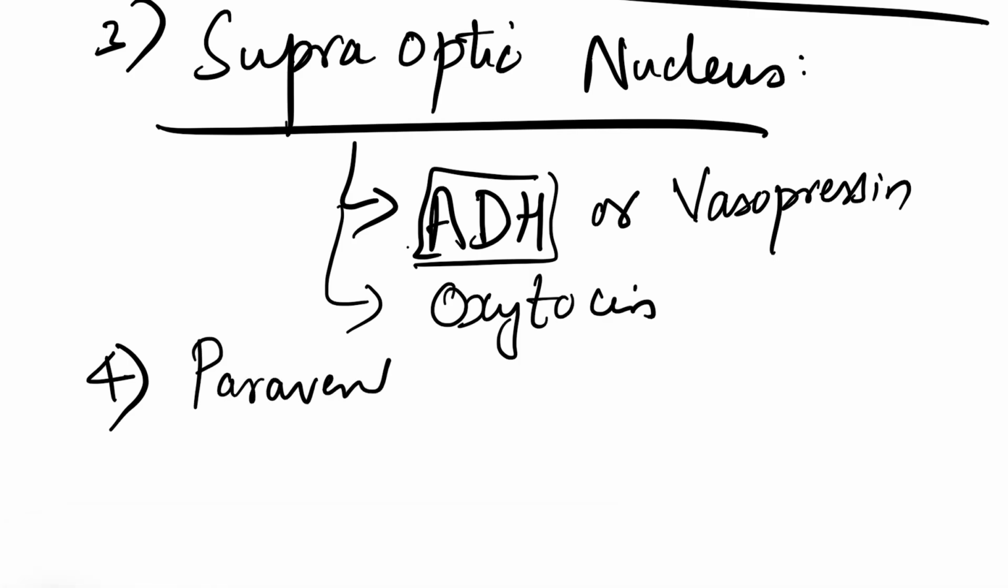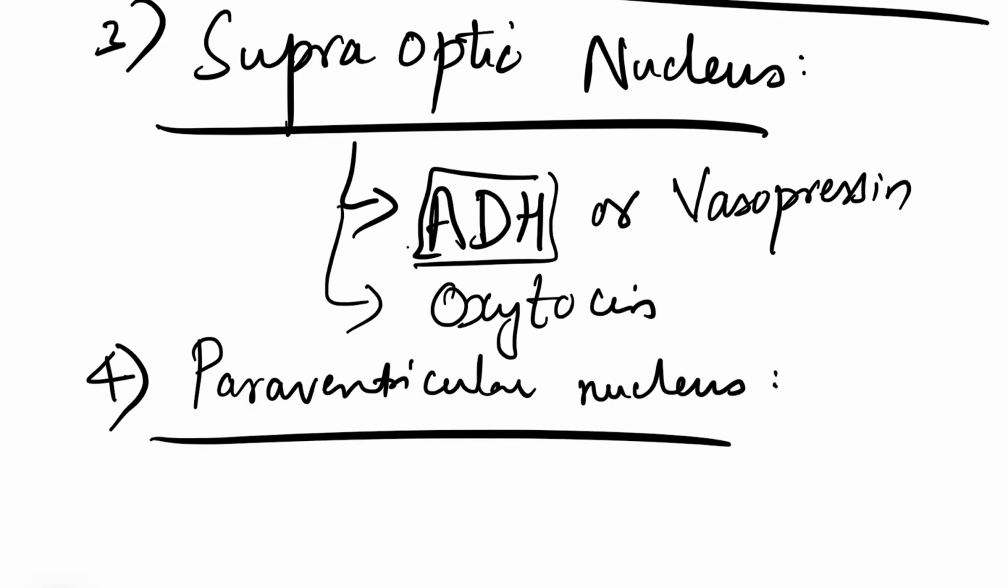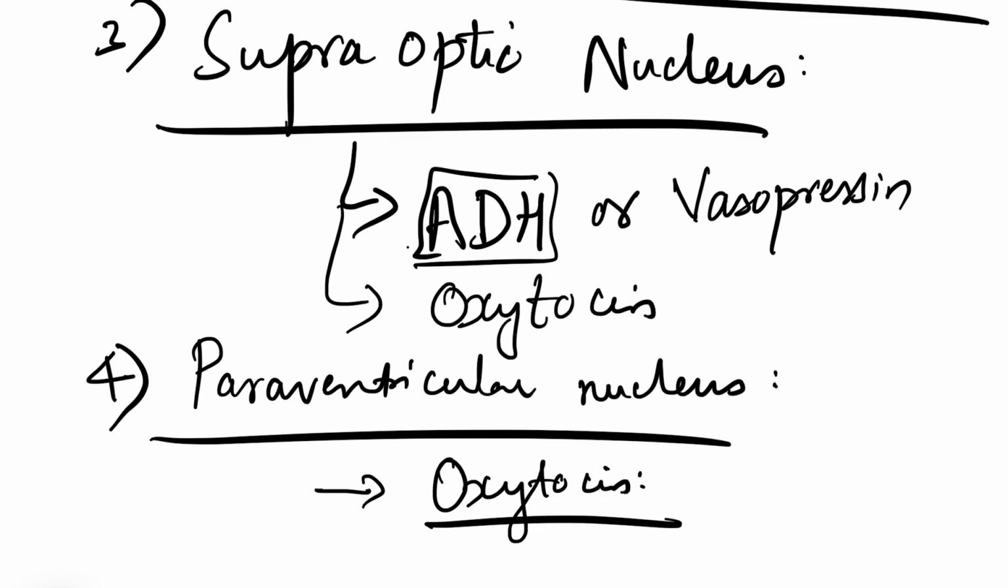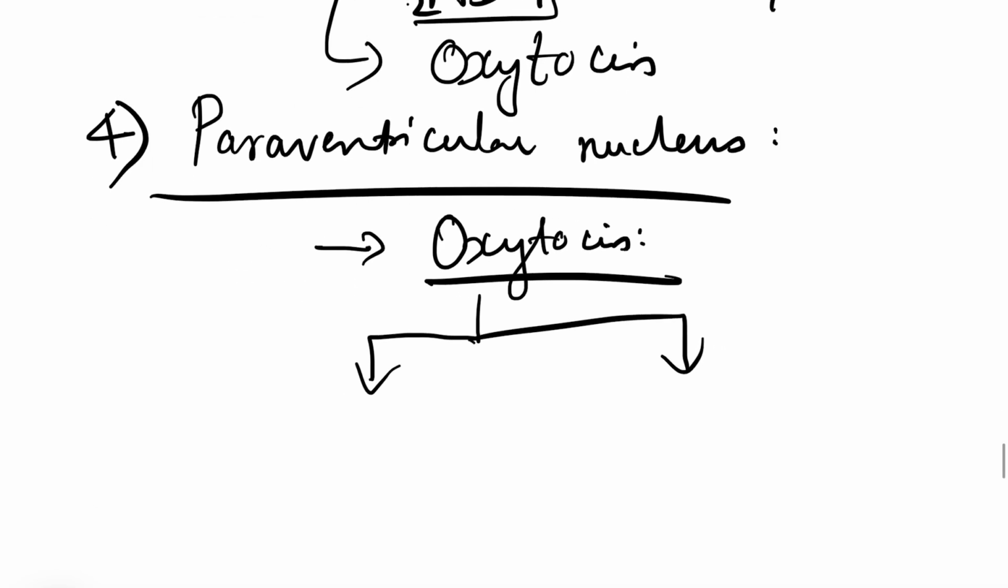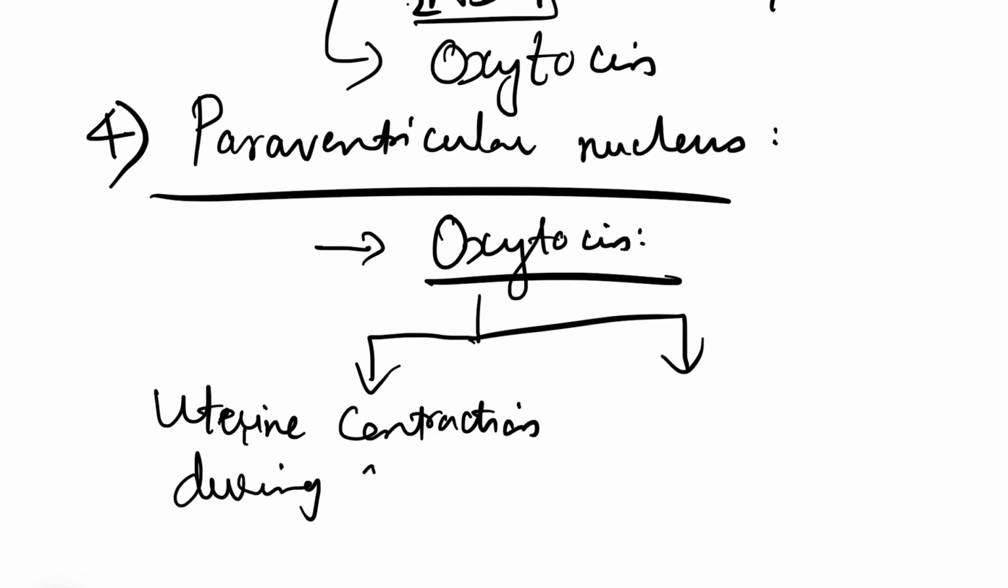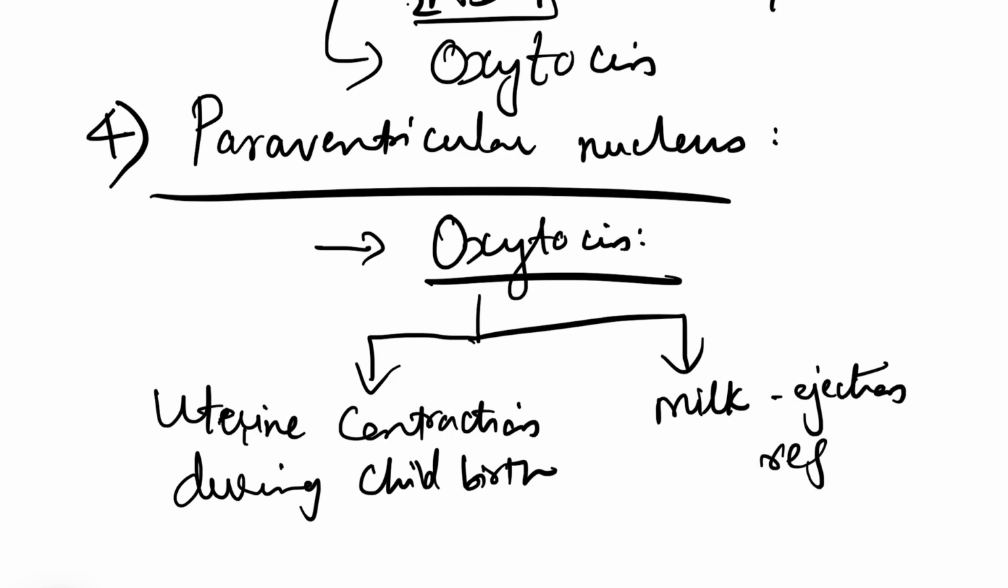Paraventricular nucleus. It will release oxytocin. Now this oxytocin is very important for two functions. One is uterine contraction during childbirth, that is, during the time of the delivery. The second important one is that it will help in the process of lactation by the milk ejection reflex. Details we will study later.